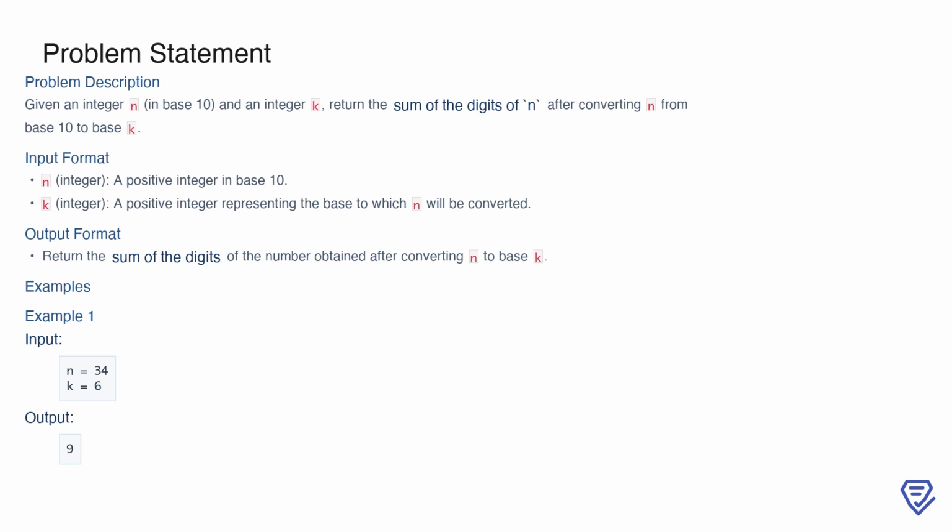Let's first understand the input and output format. The input includes two integers, n, which is a positive number in base 10, and k, which is also a positive number and represents the base. The output is a single integer, the sum of the digits of n after the conversion. We'll now look at some examples to make the problem clearer.